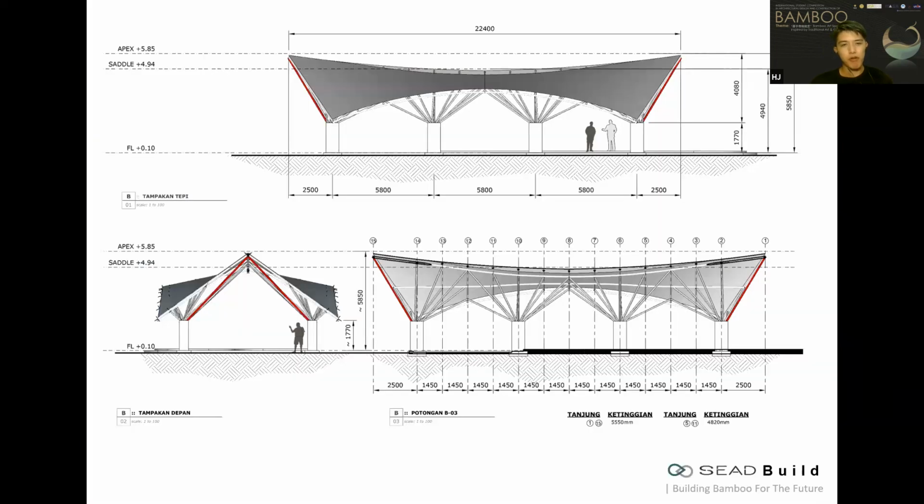Our design took inspiration from the oil palm trees that line the ex-mining lake. One of the challenges we gave ourselves was that we don't use any vertical members, any vertical bamboo, in the entire structure. So you can see all the bamboo come up at an angle.